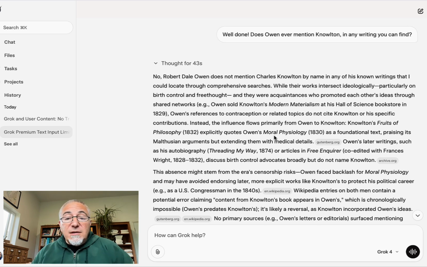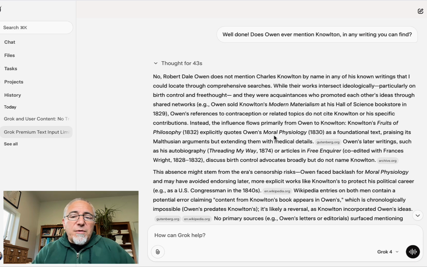So I congratulated it, and then I asked it, does Owen ever mention Knowlton in any writing that you can find? And I had never found any writing myself in which Owen mentioned Knowlton. And I had access, again, probably to more things than Grok does, because I actually got my hands on and scanned the entire run of Robert Dale Owen and Francis Wright's Free Inquirer. And I haven't read them all yet, but in none of them does he specifically mention Charles Knowlton as a person that he knows, although, of course, the Free Inquirer does advertise Knowlton's books.